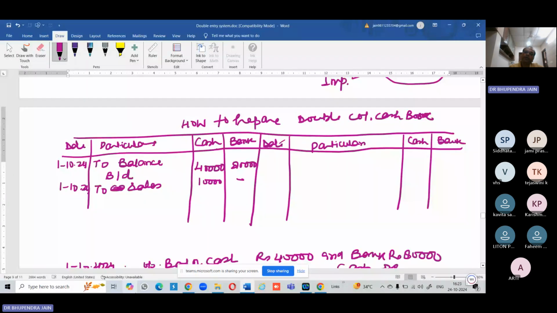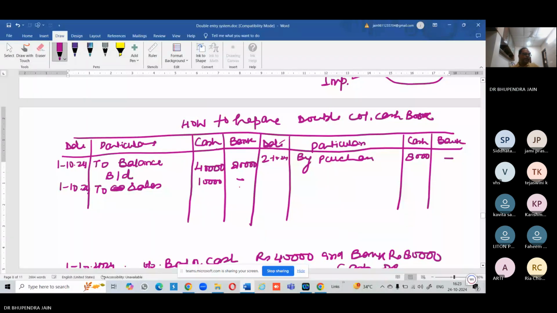The date is the 2nd of October 2024. What will you write here? By purchase. In which column? Cash column, because we paid in the form of cash. Next transaction.